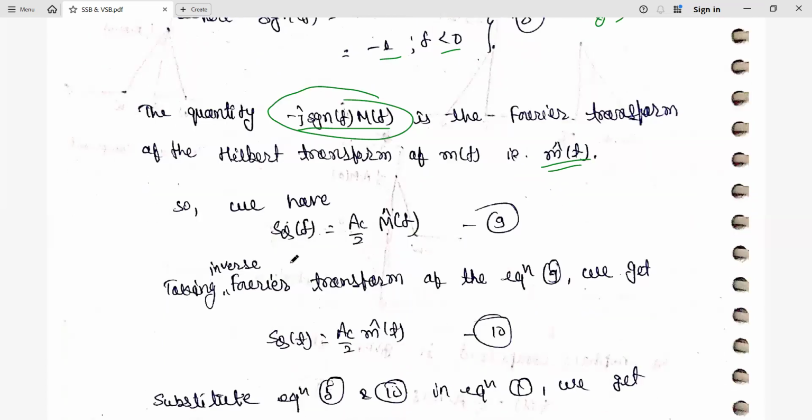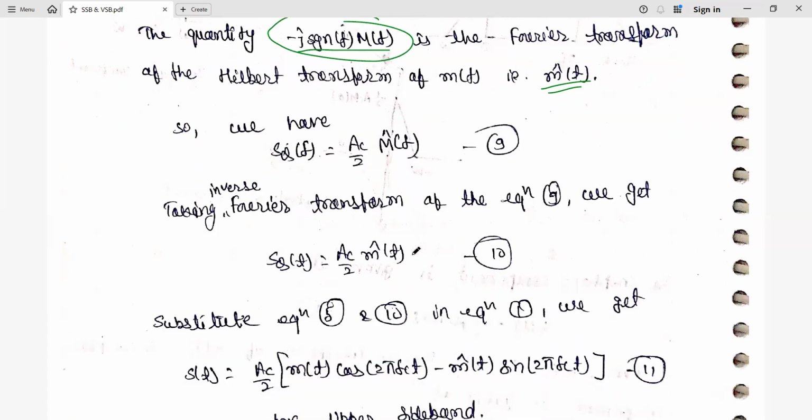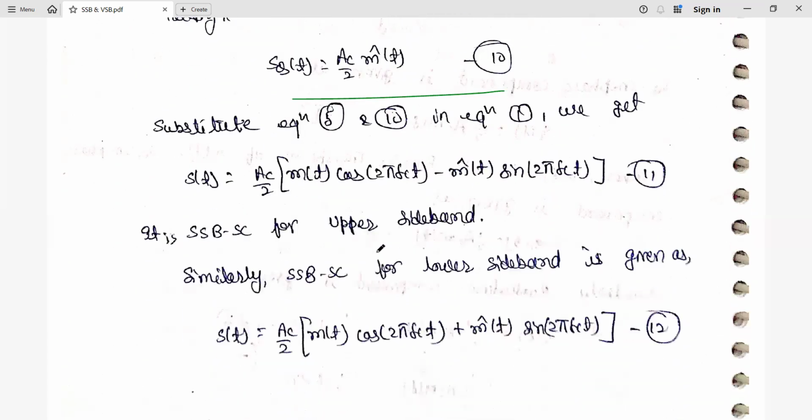So finally, Sq of f will be written as Ac by 2 M cap of f. Now if you take the Fourier inverse transform of this equation 9, we'll have the time domain representation. So that is Sq of t equal to Ac by 2 M cap of t. So now we got what? The in-phase component and quadrature component. So any doubt is there, you can write in the comment box.